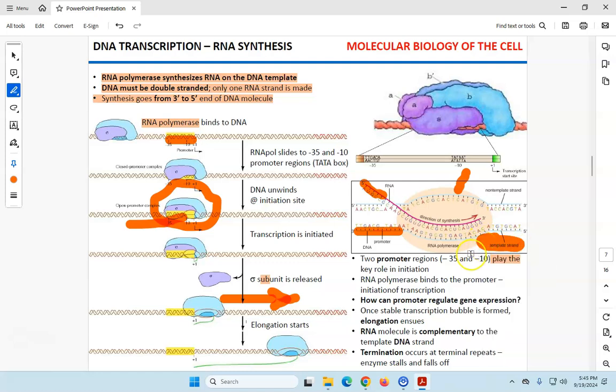How many strands of DNA do you see? Transcription requires double-stranded DNA. You can't just use one strand. It must be double-stranded, but only one strand is going to be read. How many strands of RNA are synthesized? One. Okay? When RNA polymerase reaches the terminal repeats, it stutters and just falls off. Am I making sense so far?